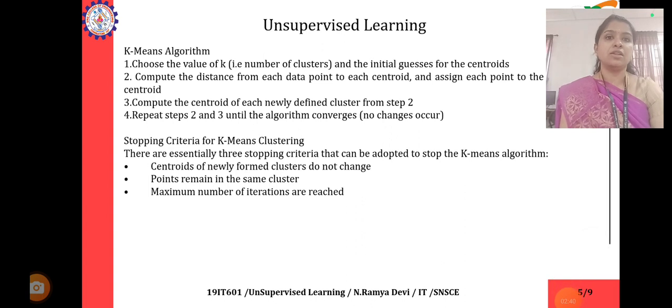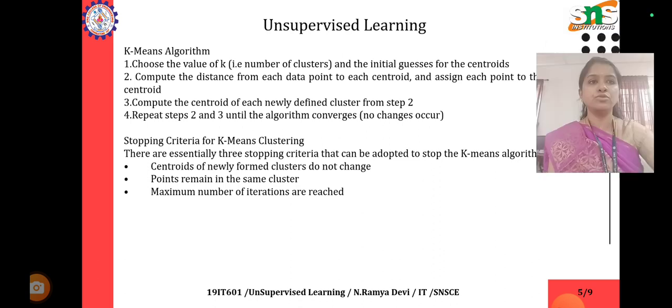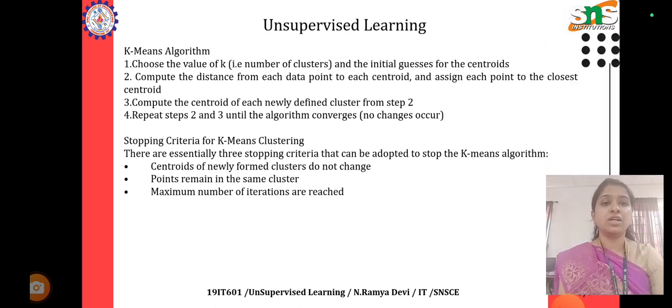Next is the K-means algorithm. Here we choose the value k, that is the number of clusters, and the initial guesses for the centroids. Compute the distance from each data point to each centroid and assign each point to the closest centroid. Compute the centroid of each newly defined cluster from step 2. And we have to repeat steps 2 and 3 until the algorithm converges.